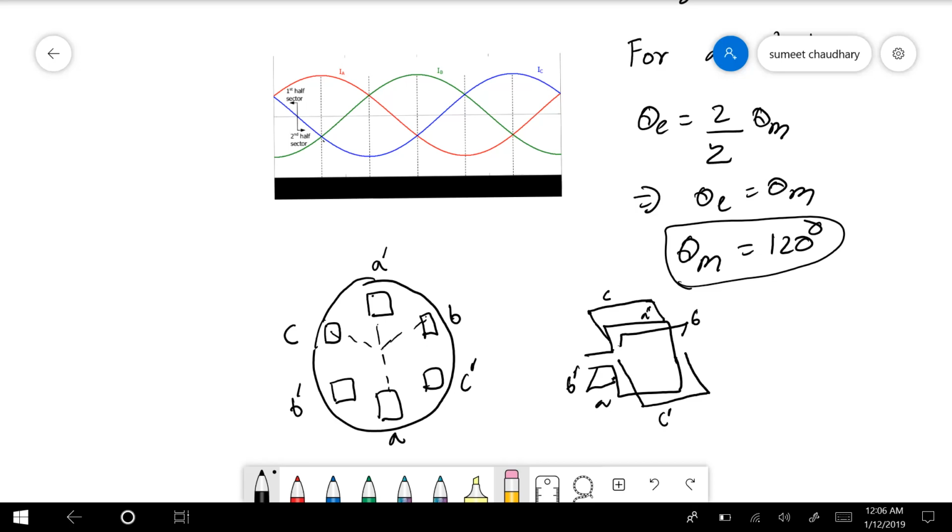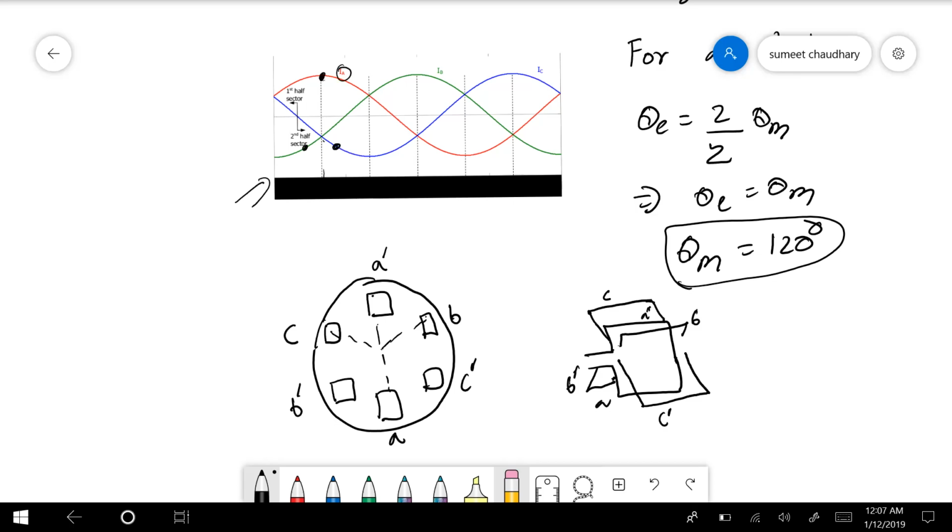Now, to understand how rotating magnetic fields work, I would request you to please pay attention to this waveform up here. At this instant of time, you see that your current IA is positive, and your currents IB and IC are negative.